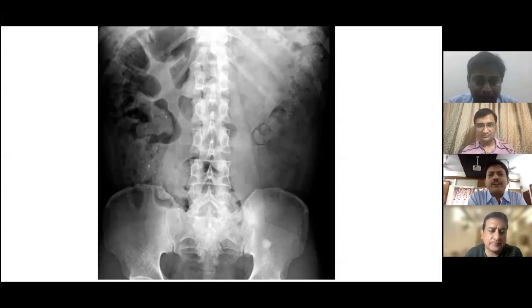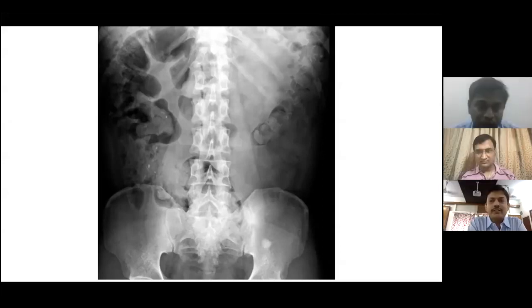And obviously, when you're doing a transit study, as we discussed in the previous case also, we are interested in looking at the distribution of markers, not the percentage retained alone. So here in this case, compared to the last case, what you can see, there are markers in the right colon, there are markers in the left colon, and there's hardly anything in the rectosigmoid. Last case, everything was in the rectosigmoid region.